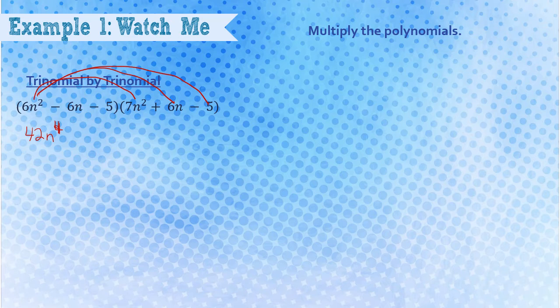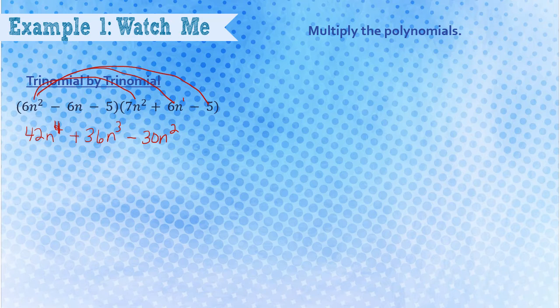Then we do 6n squared times 6n. I'm going to have a positive since I have a positive outcome, and 6 times 6 is 36. N squared times n, this is really like n to the first, so now I have a total of 3 n's when I add my exponents. Then we go from that first term, 6n squared, to the last term. 6 times negative 5 is going to give me negative 30. I don't have anything to do with the n squared since there are no n's in this last term.